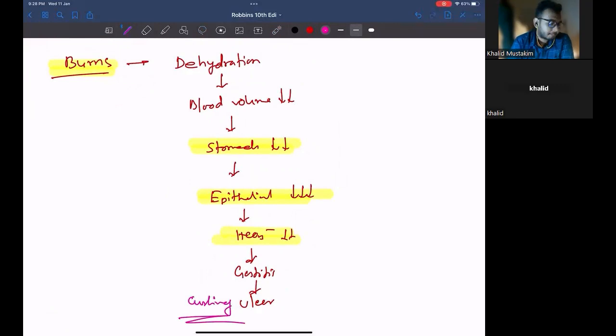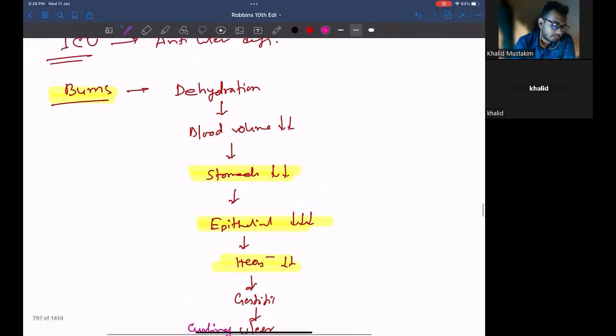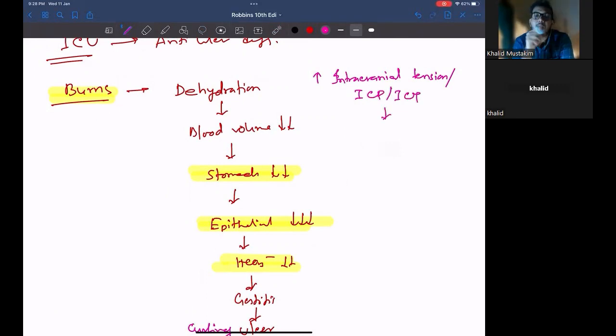Another type of stress. What is it? The other type of stress is increased intracranial tension, that is ICP or ICT. If someone has increased intracranial tension, what happens actually?